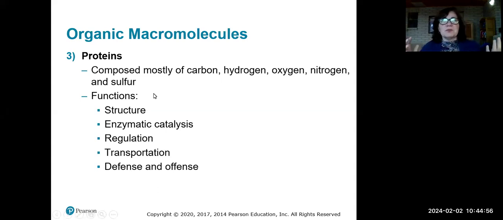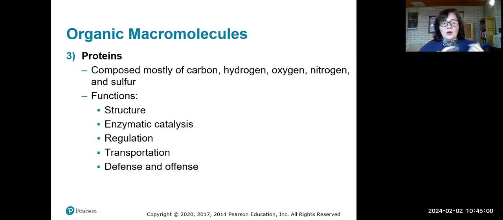All right, so what do they do? Proteins have a variety of jobs to do in the cells. One is they provide structure. If you want to think about some proteins that you already know about, like in muscle cells, actin and myosin, really important for holding the shape of the cell.